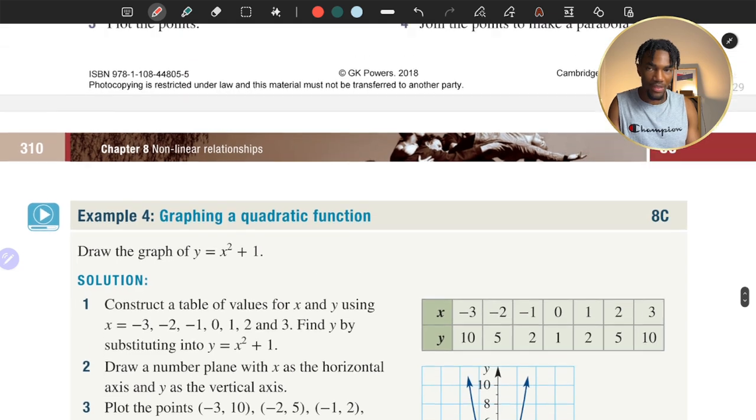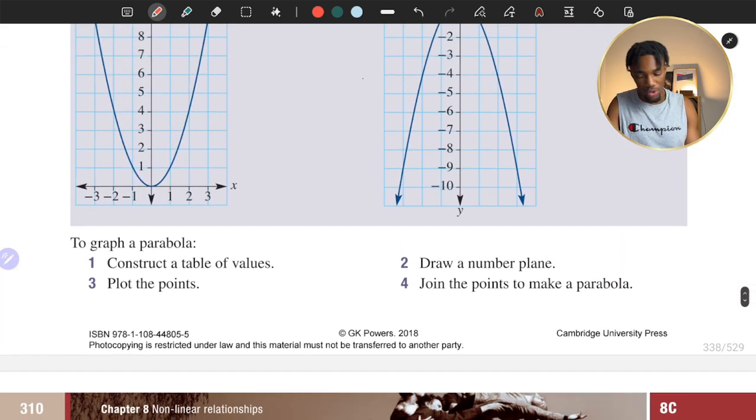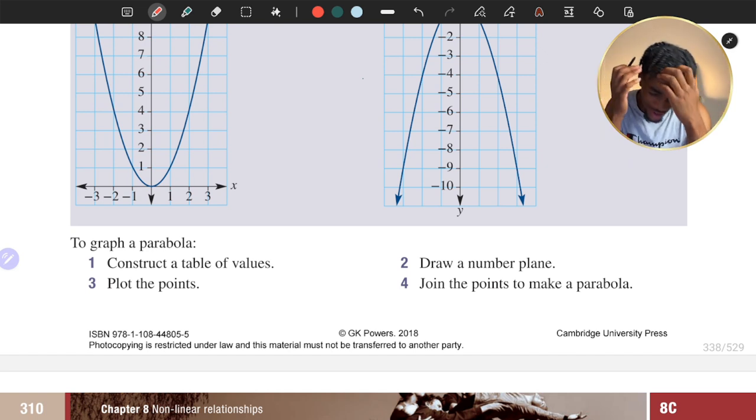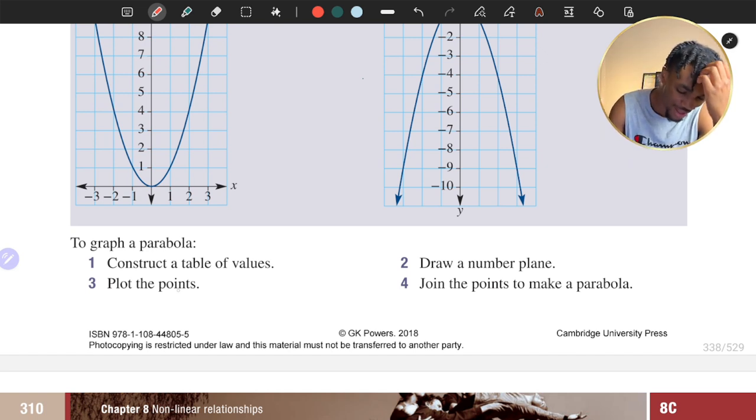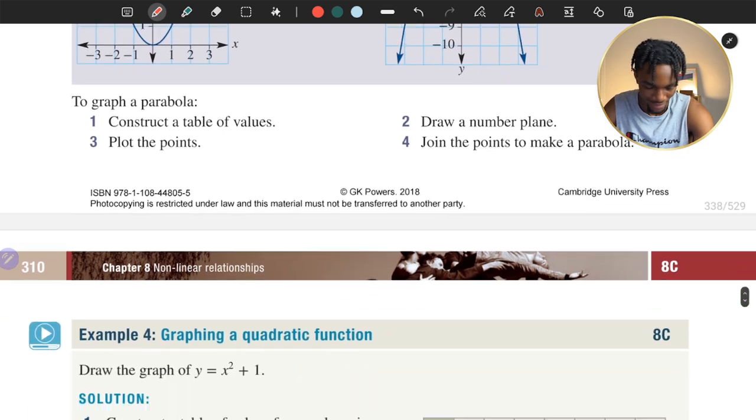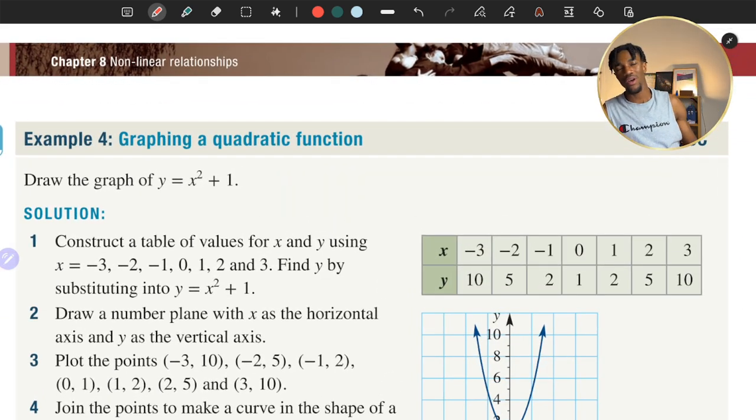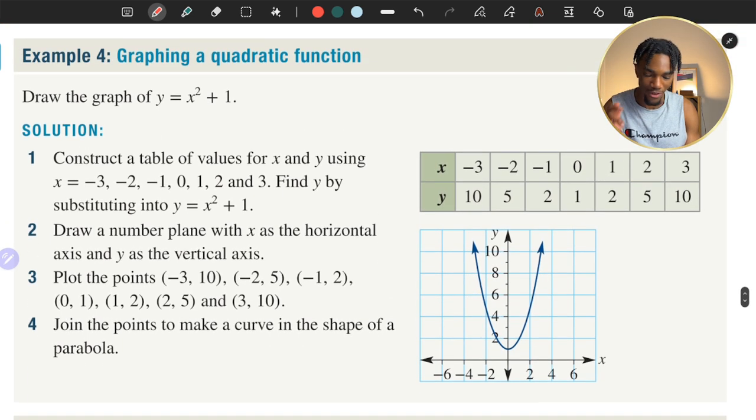So, in the HSC, you may have to construct a parabola. All you have to do, exact same stuff, guys. I'm telling you, just construct a table of values, draw the number plane, plot the points, join the points to make a parabola. It's not rocket science, right? Because we've done so many in the graphing module, just check that out if you want to go into depth on how to draw these. But if you're a quick learner, you don't overcomplicate things, just draw the table of values and plot the points.